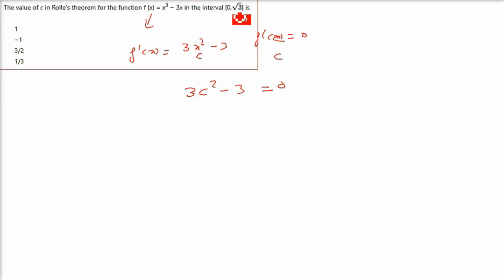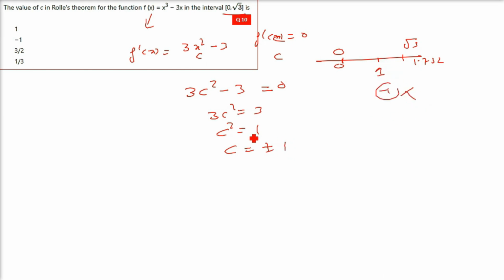For Rolle's theorem, you already know that. It will be c² equals 1. c will be equal to plus minus 1. And do we see any option which is between 0 and root 3? Root 3 is 1.732. So the value between 0 and 1.732 has to be picked up from the two answers which we have here, plus 1 and minus 1. What do you think? Can it be negative 1? It cannot be because we're talking about 0 and 1.732. 1 is the answer. That is the answer.